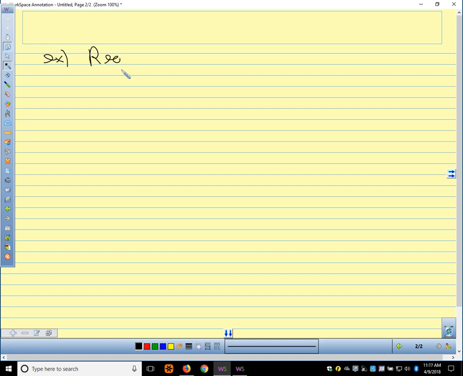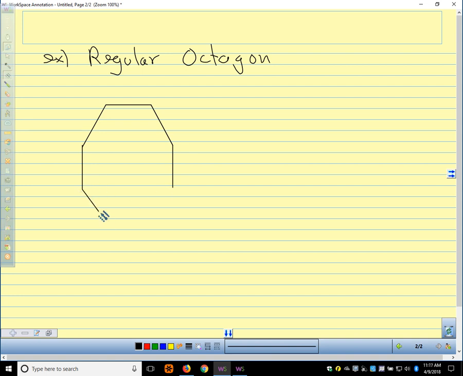This is a regular octagon. I'm going to draw a picture here. My octagons don't turn out perfect, so just bear with me. Not a terrible octagon, but it's definitely not a perfect regular octagon. And I'm going to say the side length is 7.5 inches. And we want to find the area.